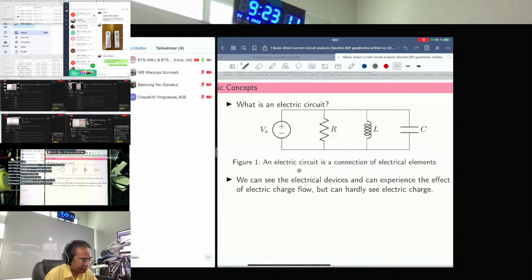You know a little bit of resistor and inductor and capacitor, and here is the water source. In reality, you cannot see electric flow. But you can experience the effect of electric flow. We hardly see electric charge except when you use some experiment. What did I forget to explain?